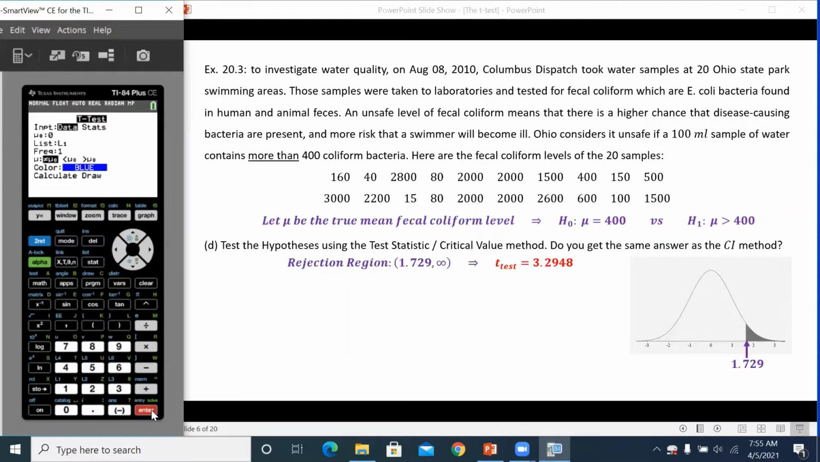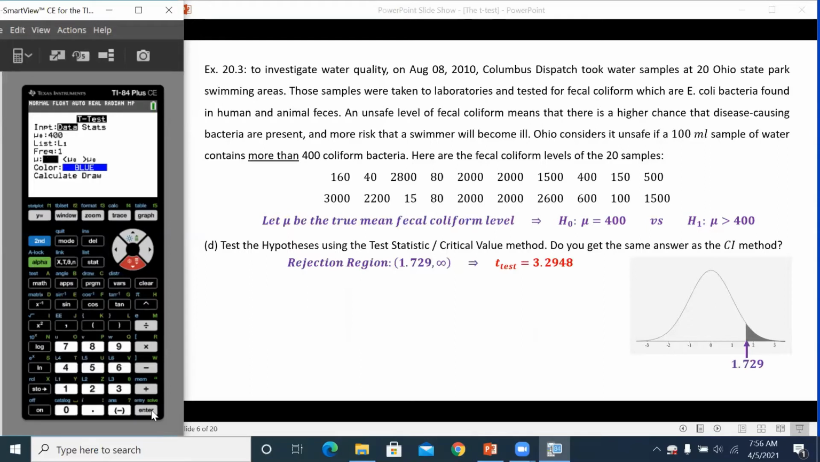Then we have to define the input method. Input method is data because we entered our dataset into the list L1. Select data and then hit enter. And then we have to define the mu0 value. For this question, the mu0 value is 400. The list is L1, frequency is 1.